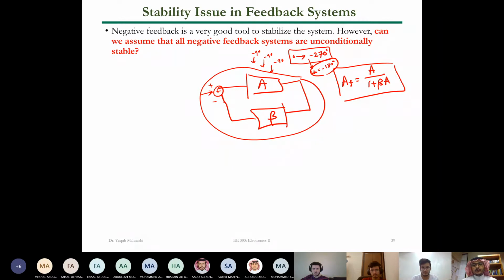The same. Positive. It is? Positive feedback. It is positive feedback, right? So you are changing the negative feedback into positive feedback.